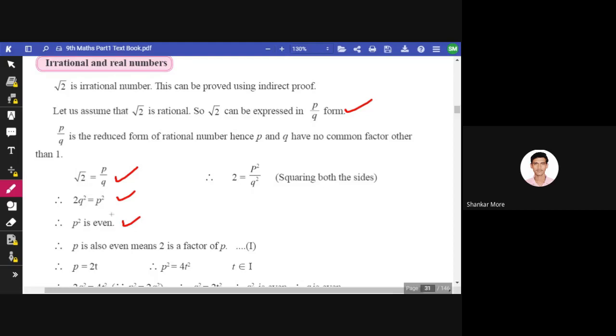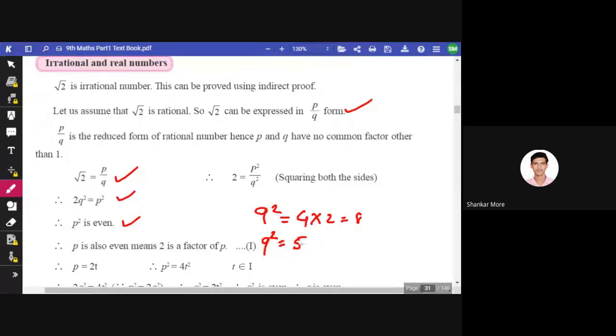Why is p square even? Let us see, q square multiplied by 2 is here. So whatever the value of q square, that doesn't matter. Let us suppose q square is even, say 4. So 4 into 2 will be 8. Now suppose q square is odd, let us suppose it is 5.